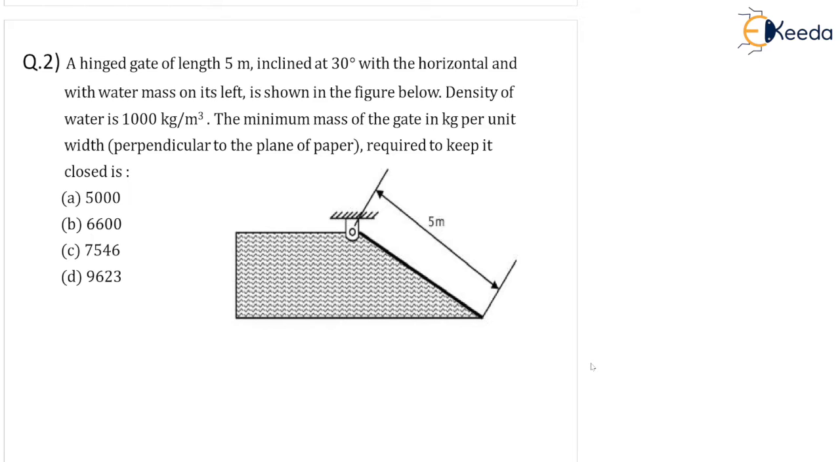The options given are 5,000, 66,000, 7546 and 9623, and you have to find the minimum mass of the gate. Point to be noted: in kg. And density of water is given as 1000 kg per meter cube. 5 meter is the length of the hinge gate, inclined 30 degree to the horizontal. Okay, so what is 30 degree?